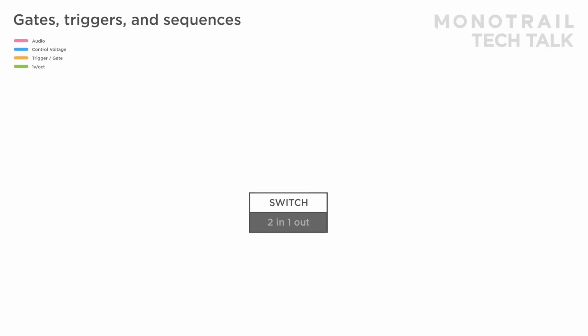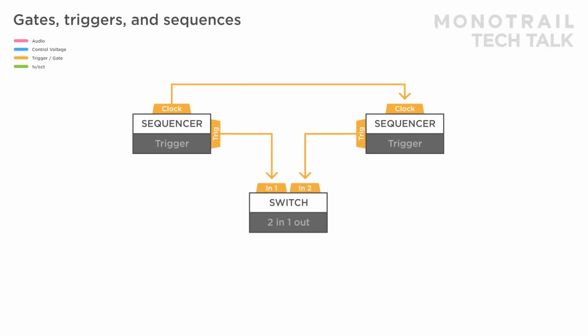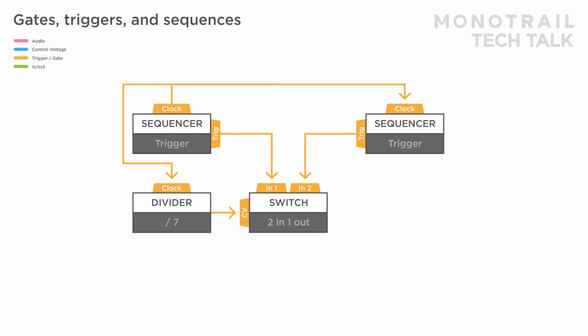This also works the other way around. Here, 2 different synced trigger patterns are sent to the inputs of a switch. A clock division is switching between the patterns, triggering a single sample.